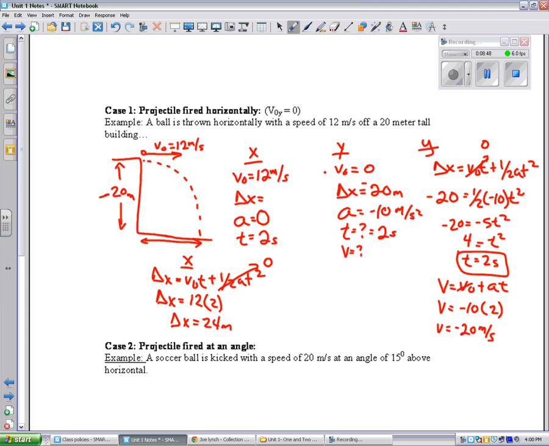Now I could also, if I wanted to, find the x velocity. I want you to see what happens with this. Okay, in this case, the acceleration is 0. So this part becomes 0, and I just end up with v equals 12 meters per second. And as long as there's no air friction, that's what happens. Horizontally, the speed stays the same. It stays constant.